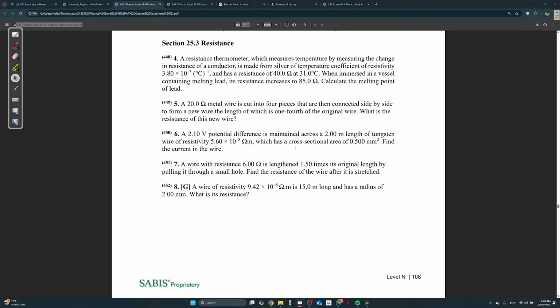How did they get that? 9.42 times 10 to the minus 8 times 15 over pi times 0.006, radius all squared. Huh? How did I get 0.06 as the radius? They said 0.02. I meant 0.02. Sorry. So you get 0.112.